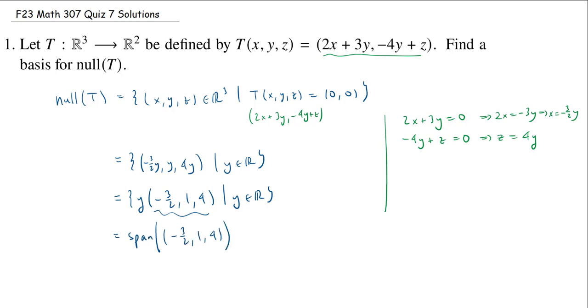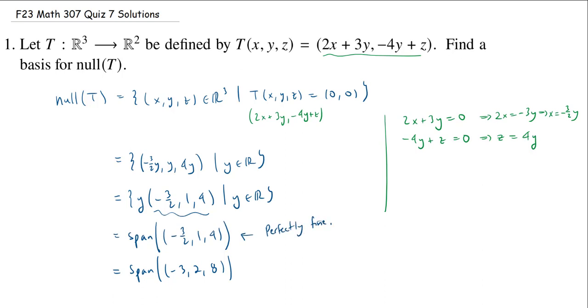Now maybe we don't really like having the fraction in there, so we could clear the denominators, multiply everything by 2, and we get the span of (negative 3, 2, 8). And that feels pretty good. Of course, if you left it at the previous line, that is a perfectly good answer.